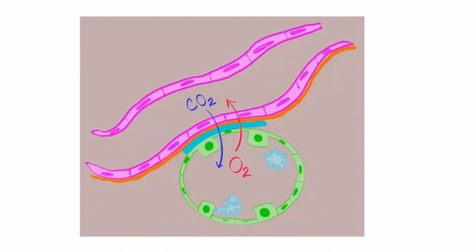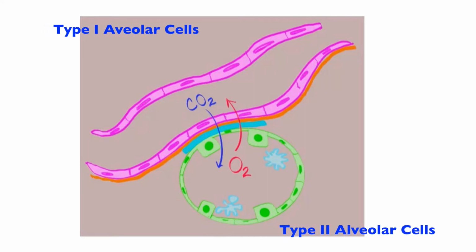Okay, so here in pink is the alveolar capillary. In green, we have the alveolus. And the alveolus is composed of 2 main types of cells, type 1 alveolar cells and type 2 alveolar cells. Type 1 alveolar cells are simple squamous epithelial cells. Type 2 alveolar cells are cuboidal epithelial cells.